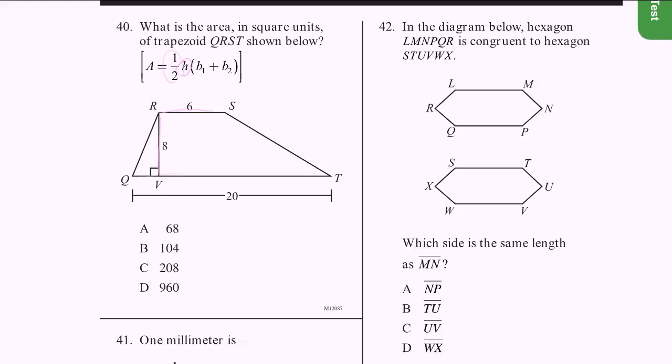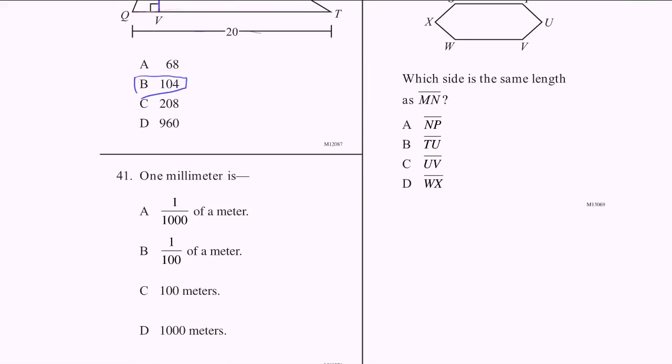So just applying this formula, it is 1/2 times my height. My height is 8, times base 1, let's call this base 1, 20, plus base 2. Base 2 is this 6 right there. So I have 1/2 times 8, which is 4, times 26. And 4 times 26 is equal to 104 square units. So that's that right there. They're really just testing whether you can apply this formula, whether you can recognize what the height is and what the two bases are.